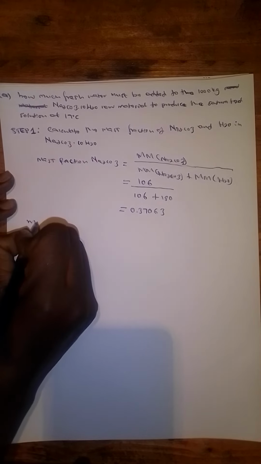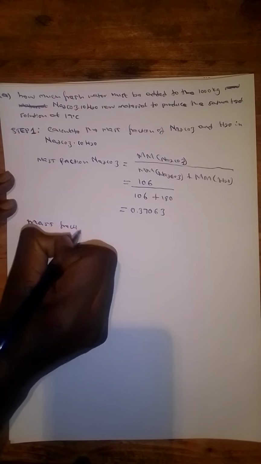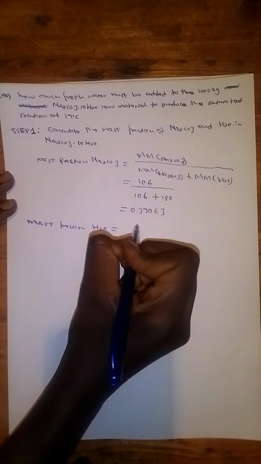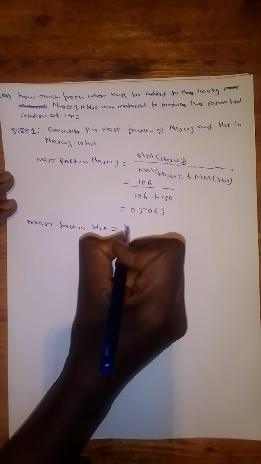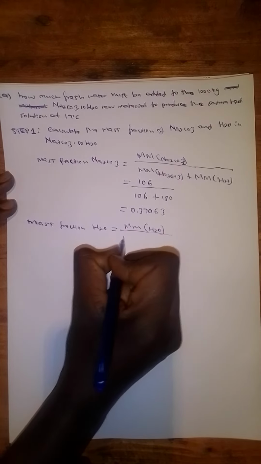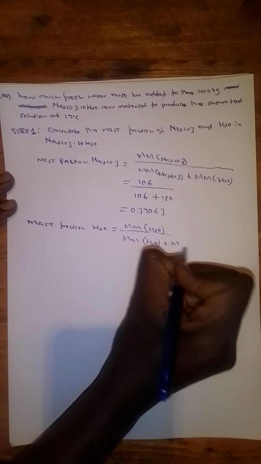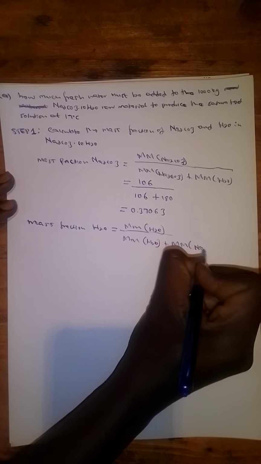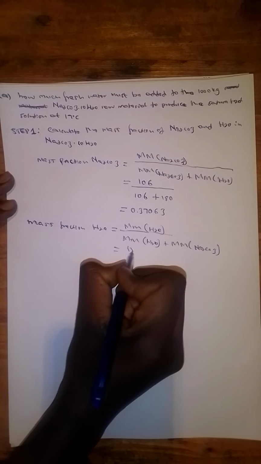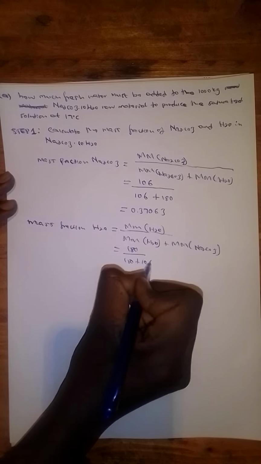Now for water, the mass fraction of H2O is equal to the molar mass of H2O over the molar mass of H2O plus the molar mass of Na2CO3, which gives us 180 all over 180 plus 106.